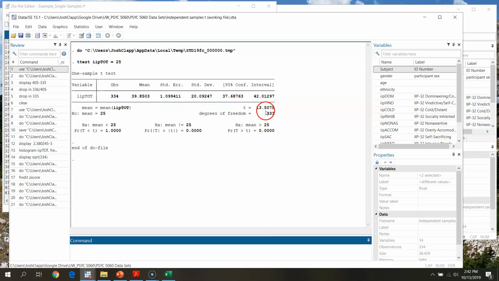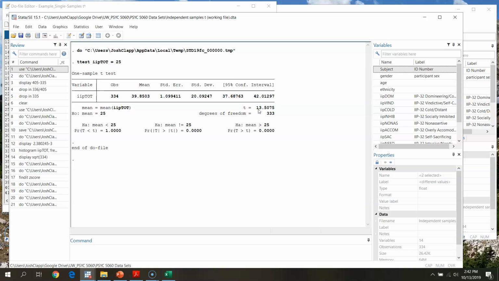If we go down, we take a look at our formal test statistic here. We've got a t-value of 13.508 with 333 degrees of freedom. Stata gives us tests for the one-tailed test in the upper, the one-tailed test in the lower, and then our two-tailed test. This is what we're going to be looking at here in terms of our Stata output, and we've got a p-value of less than 0.0001.